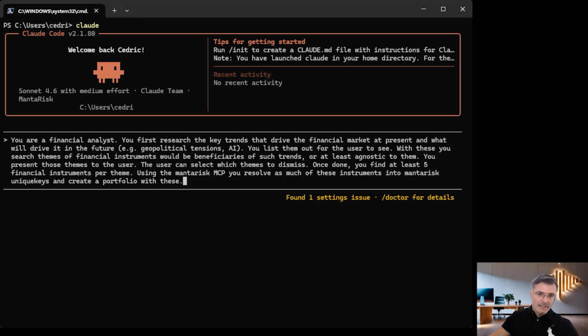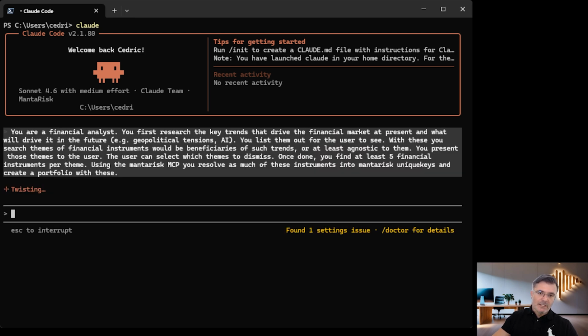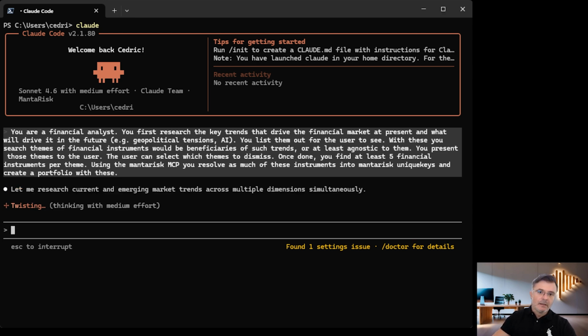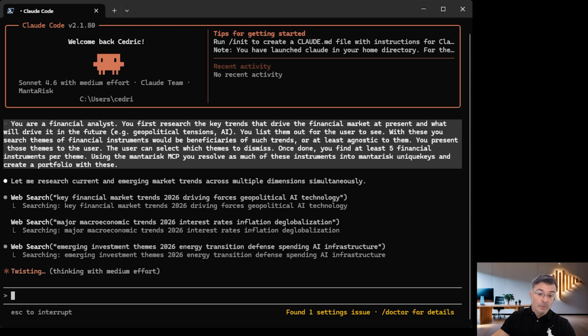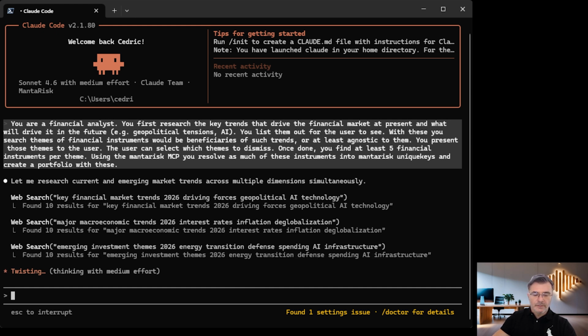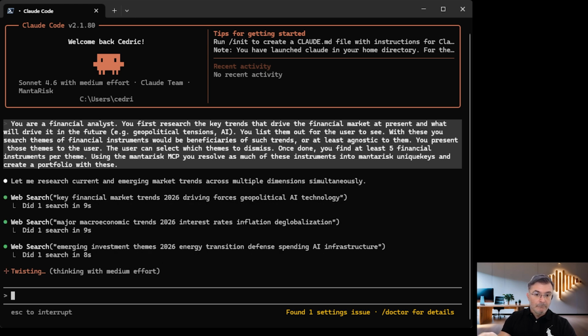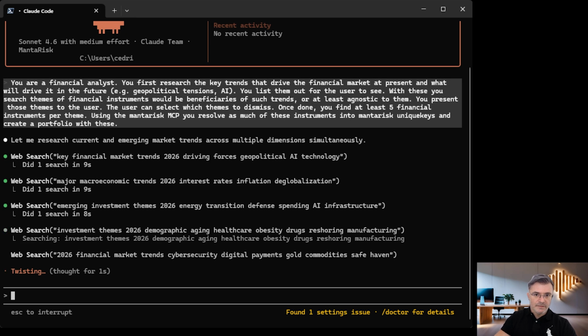So I'm just explaining to Claude that it is a financial analyst, and I would like some research done to create kind of investment ideas around the fact of geopolitical tensions, of which there are a lot at the moment, and also the rise of AI. Now, Claude will be using the web to do this research, and you can see it progressing here.